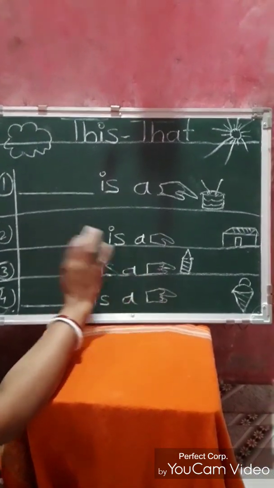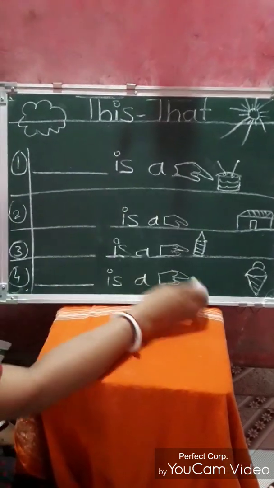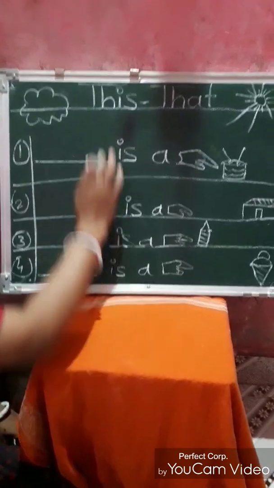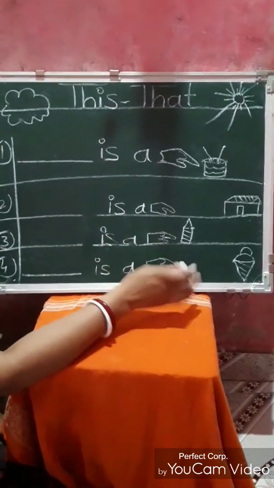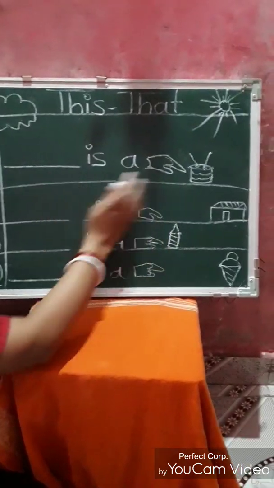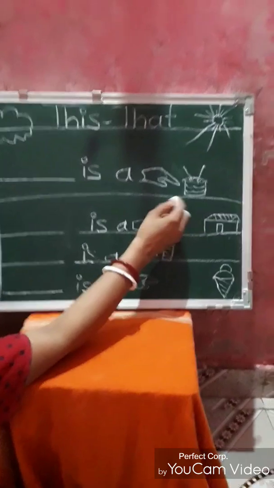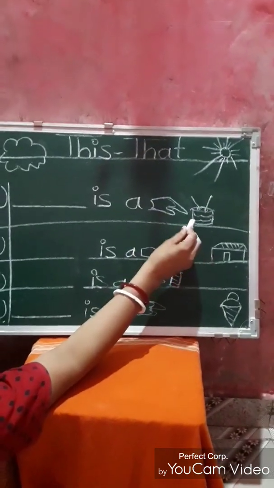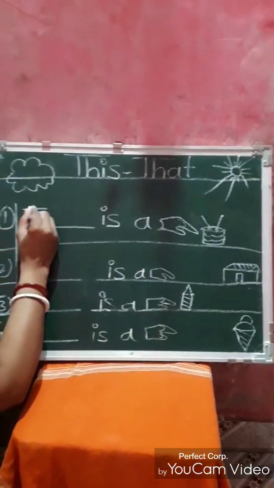In my explanation I told you that when we are talking about the things which are nearer to us we use this, and the things which are far away from us we use that. So according to the structure of the picture, we come to know that the drum is nearer to this hand. So in this situation we use this.